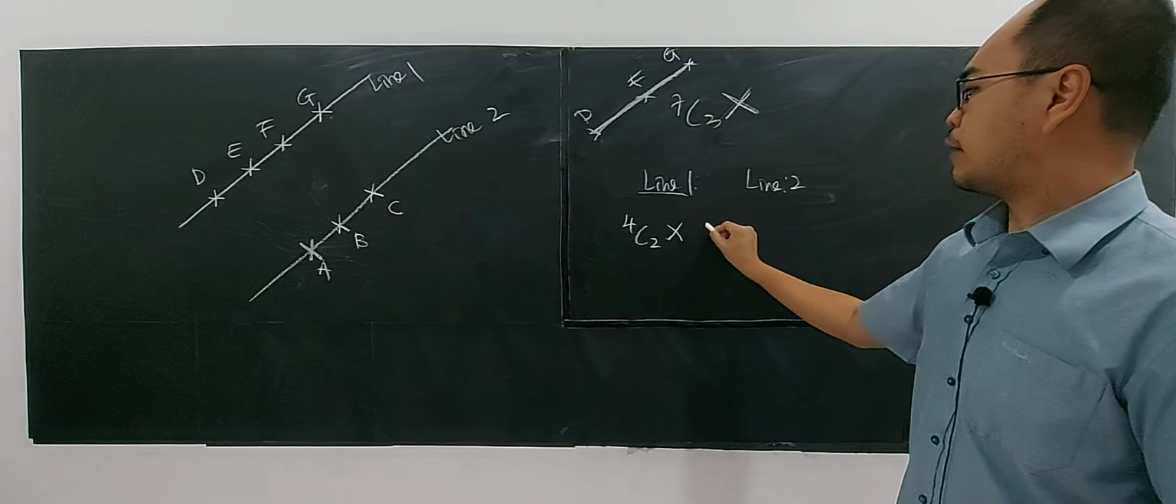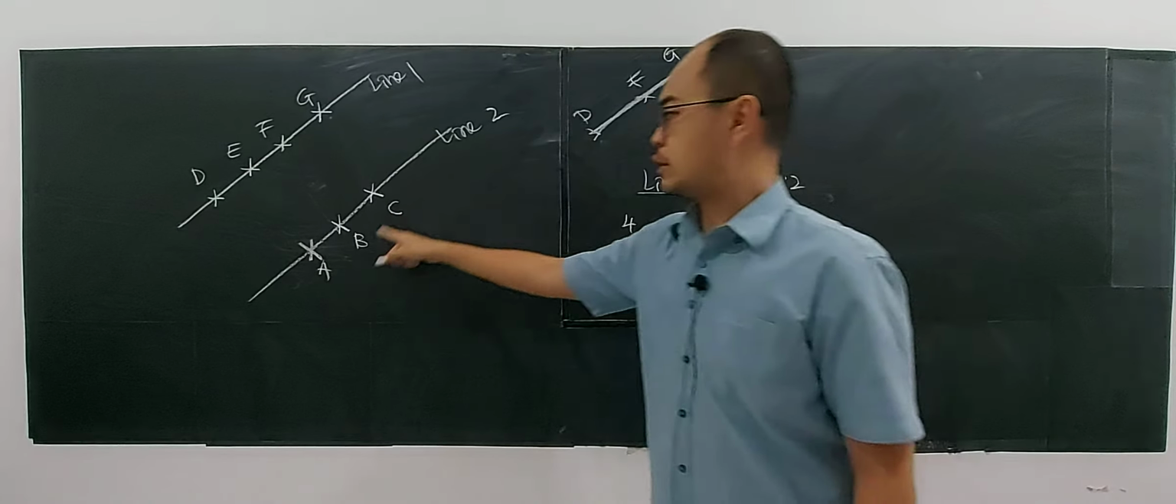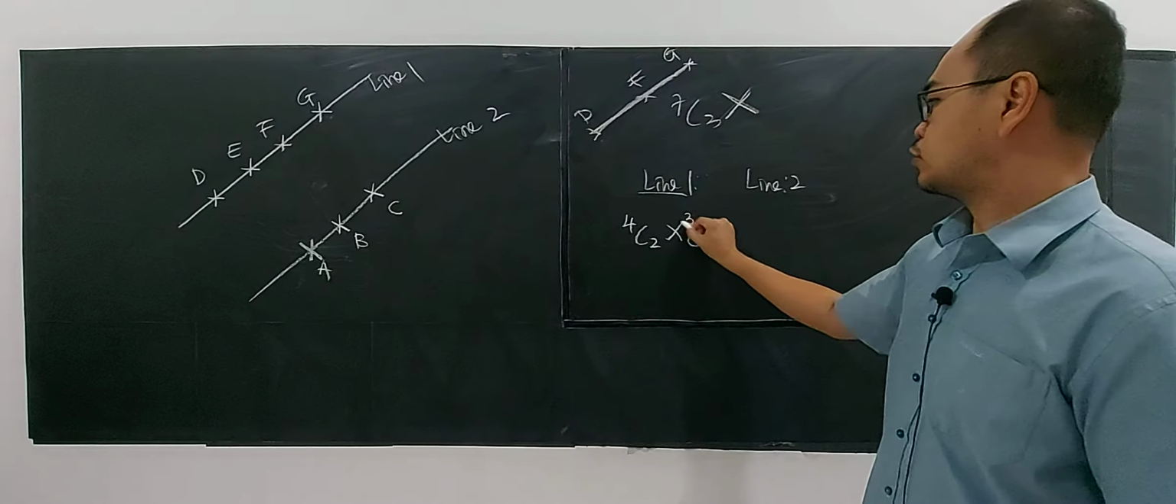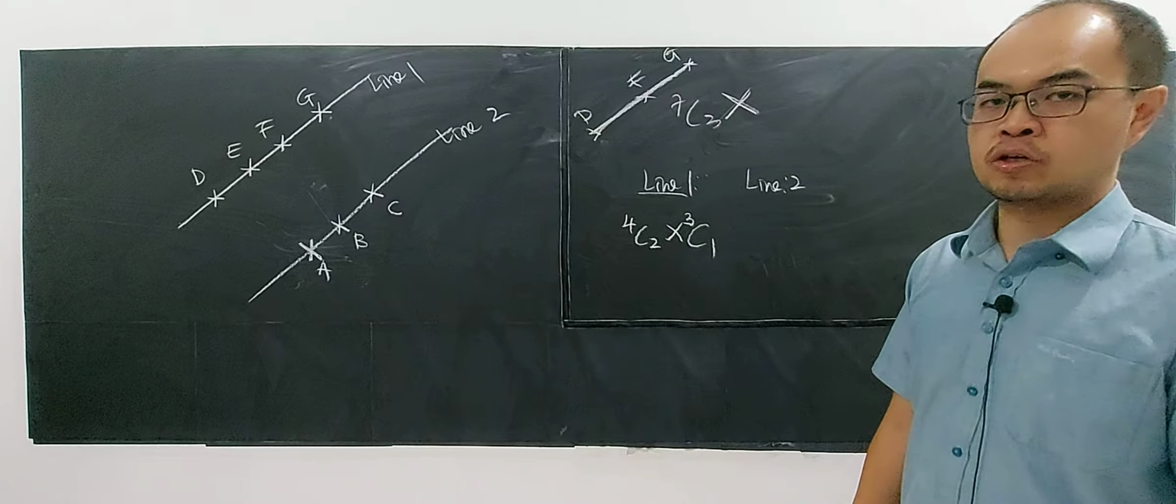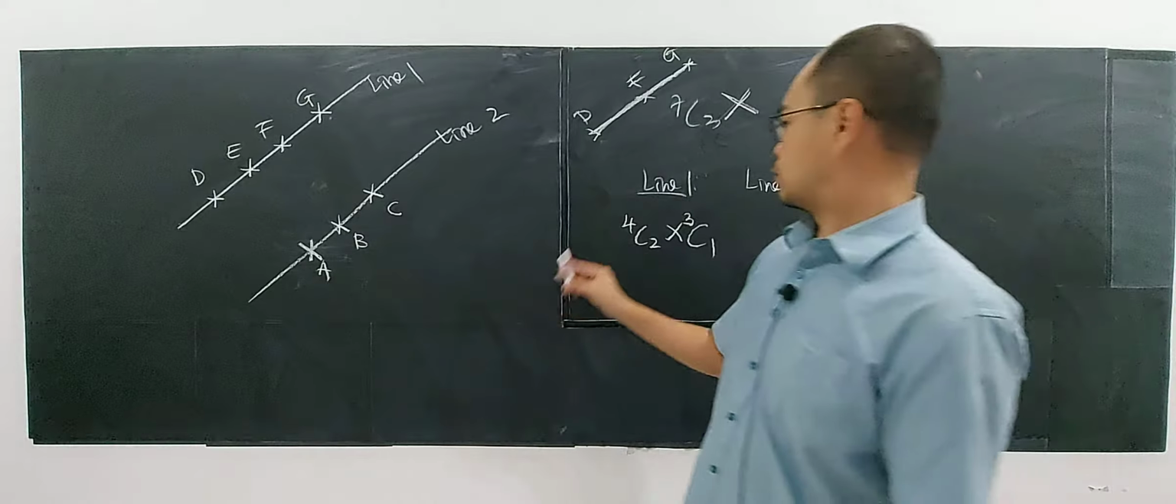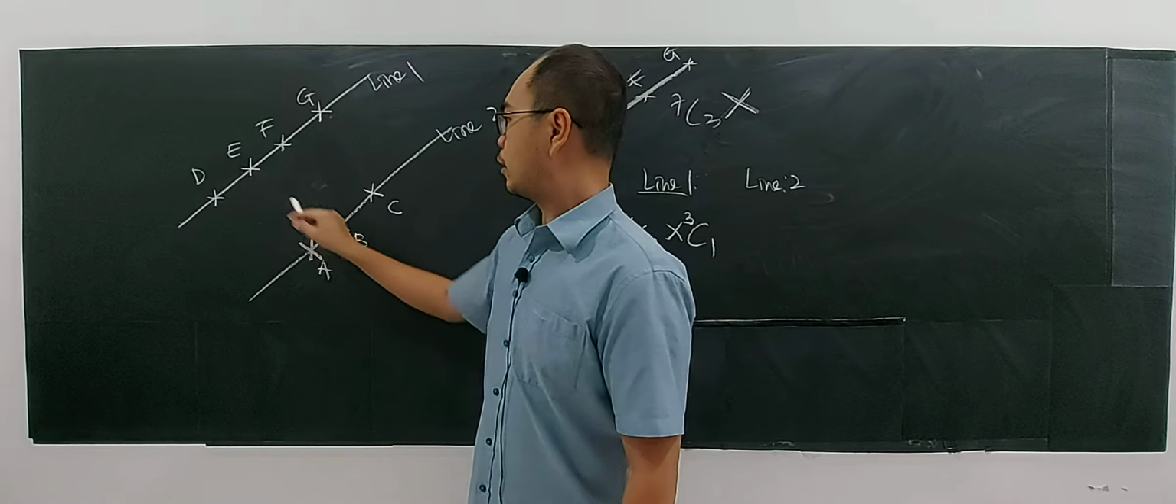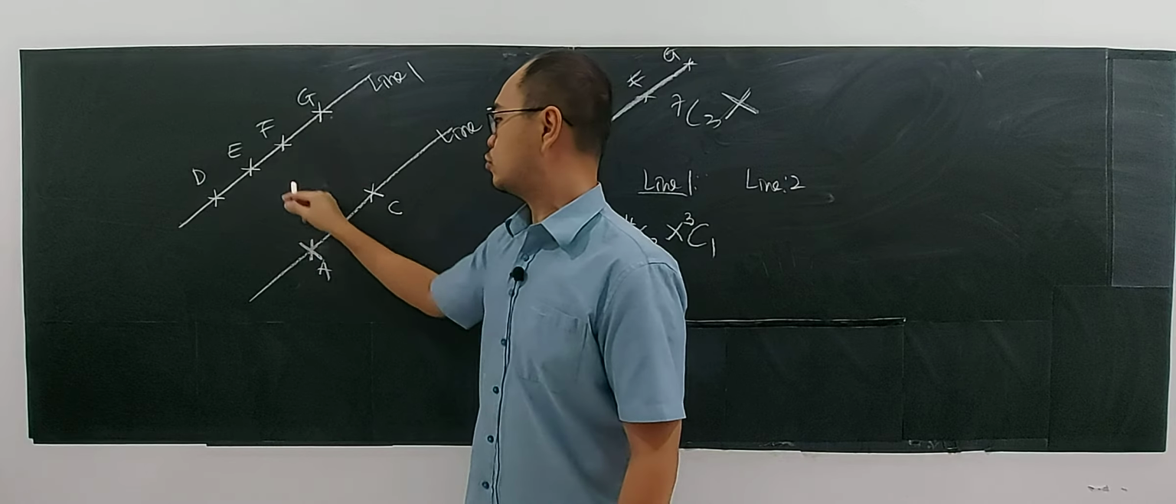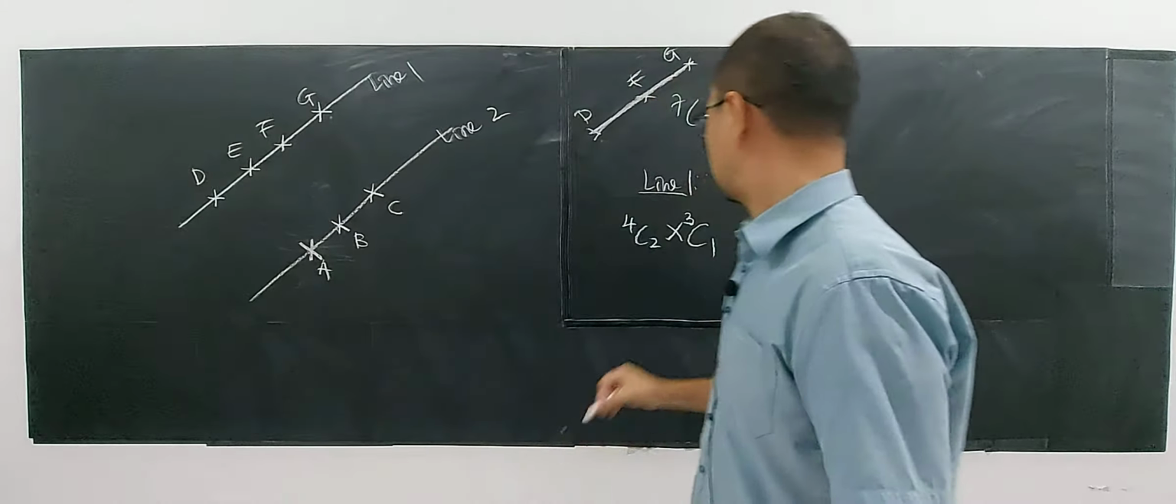So combine with 1 more point from these 3 points. So 3 choose 1. Then definitely I can draw a triangle, right? You see, these 2 and this 1 I can form a triangle. Any 2 with any one of these can form a triangle.